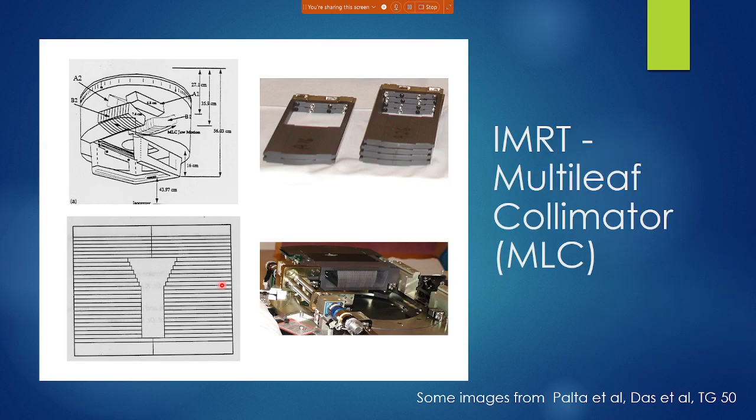So these are some of the multi-leaf collimators that I have here. This is from the Varian multi-leaf collimator. It is attached to the collimator. It is in a bank here. You can see these are the leaves, right? And this has got a rounded edge, like the edge is rounded to reduce the penumbra.